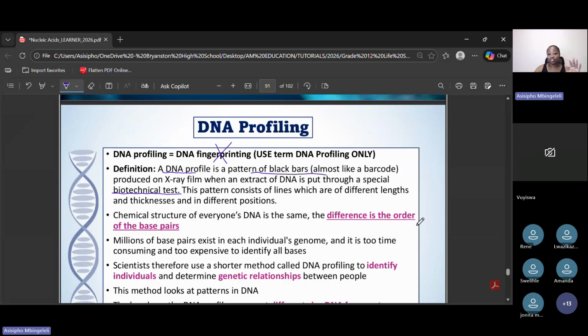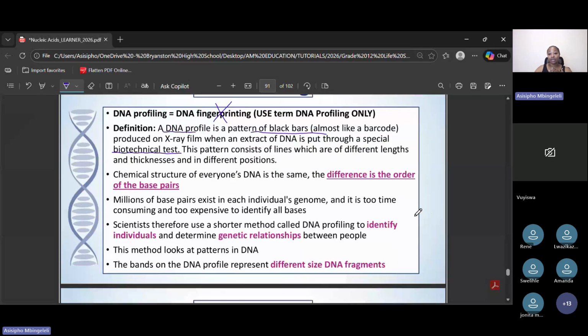Now, the chemical structure of DNA is the same for everyone. The only thing that is different between my DNA and yours is the sequence of bases. That's it. Then I think, okay, I'll still read this. Millions of base pairs exist in each individual's genome. That is your full set of your DNA. But it is very expensive and time consuming to identify all the bases.